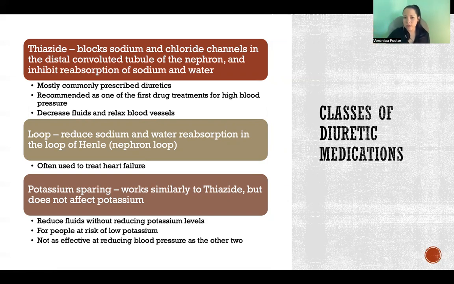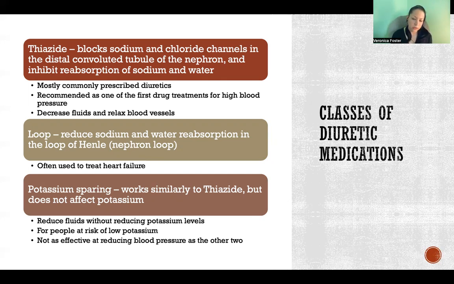Now, importantly, it does interfere with potassium. So somebody on thiazide types of diuretic medications would be at risk of having low potassium. So very often this person on this type of medication would be put on potassium supplements. These are the most commonly prescribed diuretics. So this is often the first line of treatment medicinally, pharmaceutically, in terms of trying to lower blood pressure. And it decreases fluids and also has the effect of relaxing blood vessels, which is why it can be very helpful in reducing blood pressure.